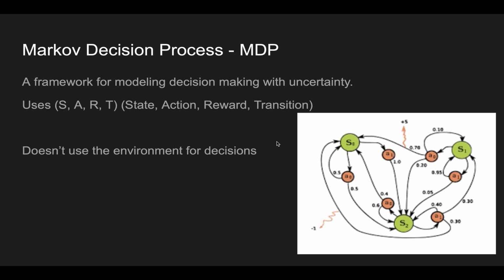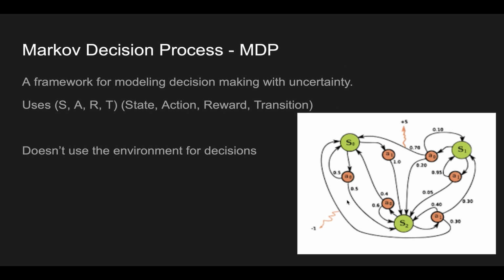So basically, an MDP, or Markov decision process, is a framework that is used to make decisions under uncertainty. It contains SARTs, which are a state space, an action space, a reward space, and a transition space. The state space performs an action that either transitions to another state or gives a reward. The goal of an MDP is to find the best policy that maximizes the reward.